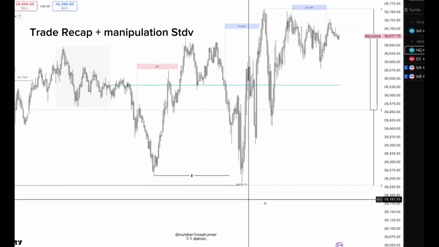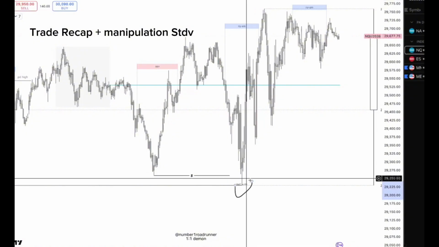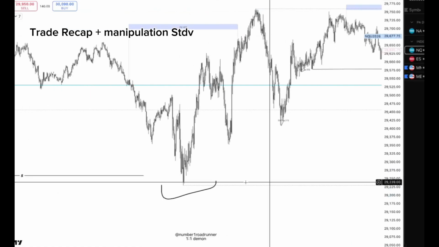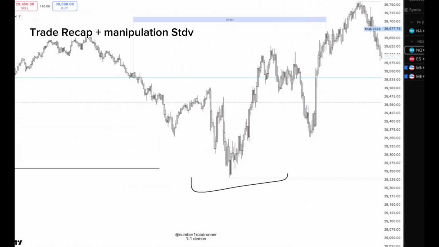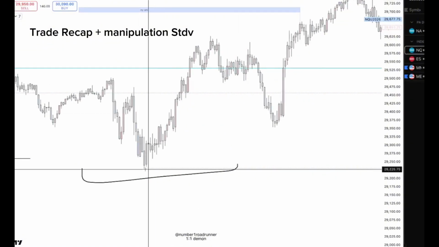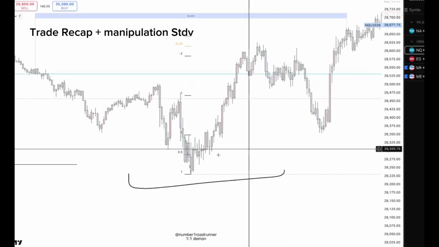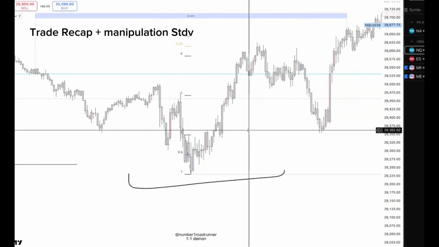So we have an SMT sweep. This low is now protected. Now if this is protected, with the standard deviation, we should never come back to this low for the meantime. So we go to the 1 minute and mark out our standard deviation from this low to this high, because this is the last move down before we start going up, and we sweep this low and boom.